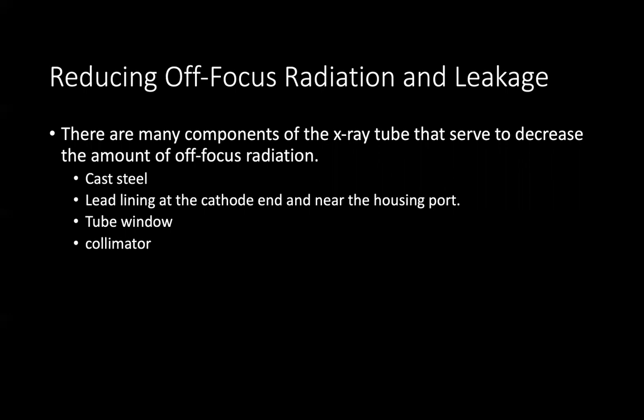The tube housing will also absorb a majority of the off-focus radiation, but enough will be produced at a proper angle that it will exit through the tube window, housing port, and collimator. This helps reduce off-focus radiation and leakage, but there is no way to get rid of it altogether.